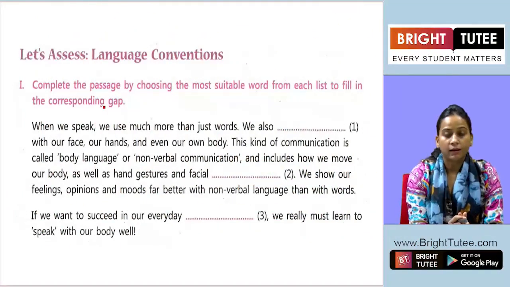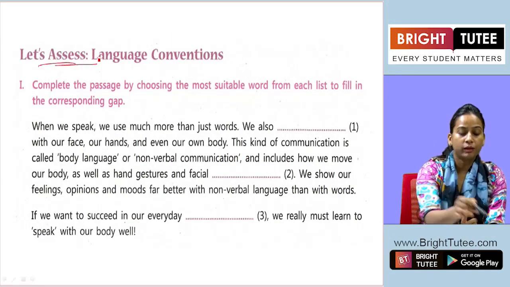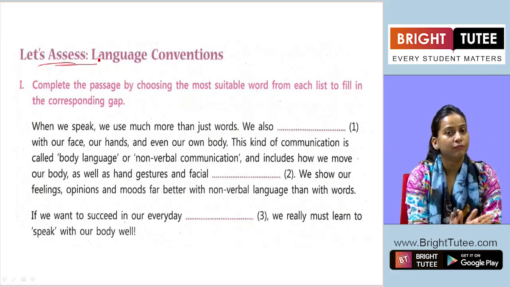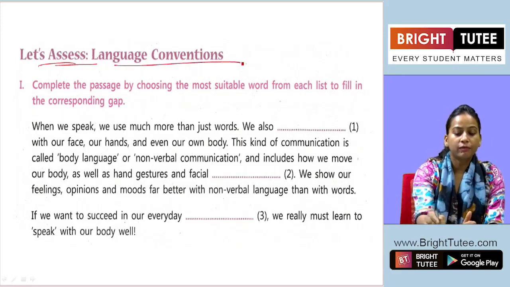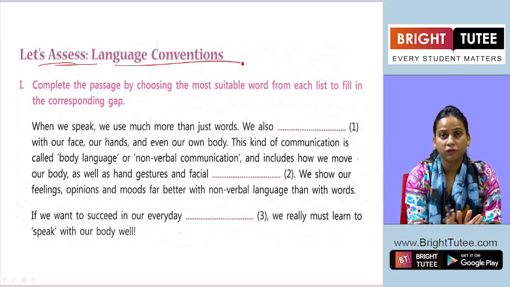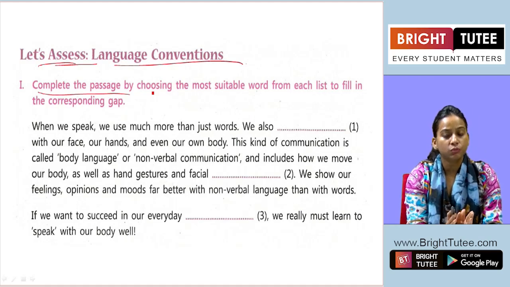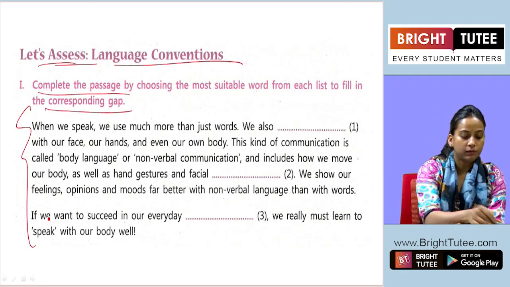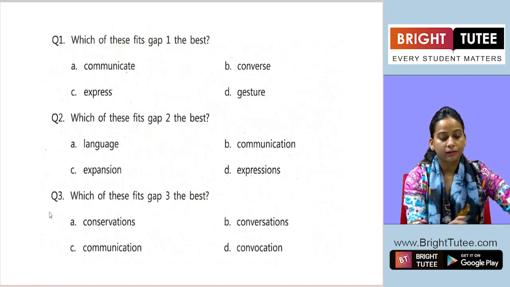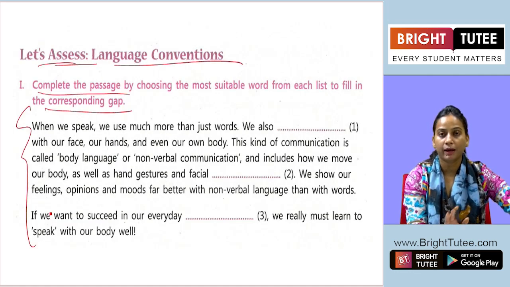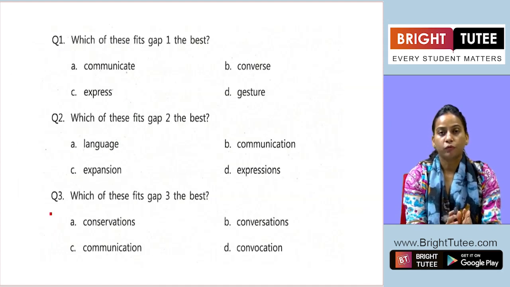So let's assess. This is going to be our assessment based on the topics that we have covered in this unit. Language conventions. It is a language based exercise. You have to complete the passage by choosing the most suitable word from each list to fill in the corresponding gap. Here we can see this paragraph given and the different words, and we have to choose the appropriate word out of these four for each question, and then fill the blank. Clear?